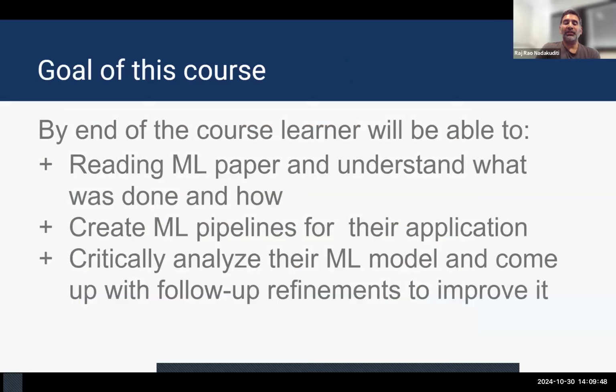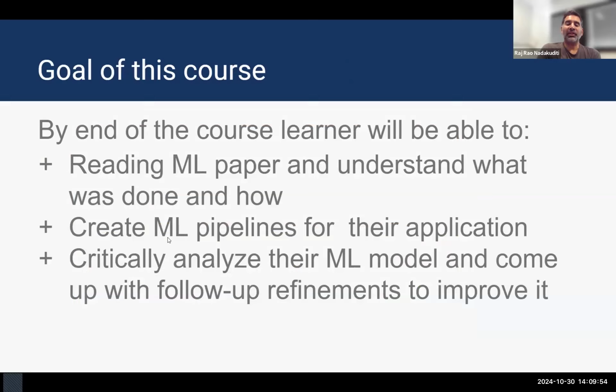From the point of view of this course, these are the three outcomes that we're hoping and we're confident that learners will accomplish. If you take a new ML paper, you should be able to read it and understand the terminology and understand what was done and how. You should be able to create machine learning pipelines for applications of your choosing that take as a starting point the input processed and packaged in a certain way, and outputs governed by what you're hoping the application does. And finally, you should be able to critically analyze your ML model for its strengths and weaknesses and come up with follow-up requirements to improve it.